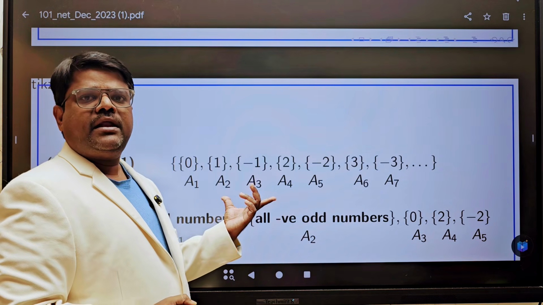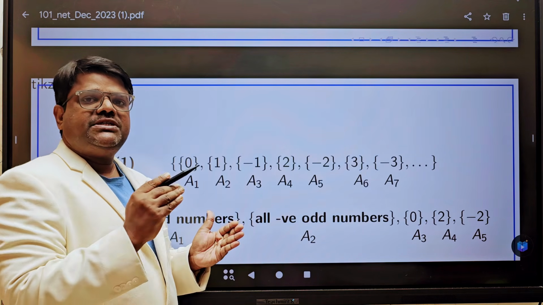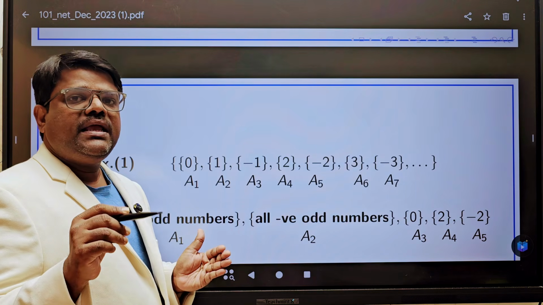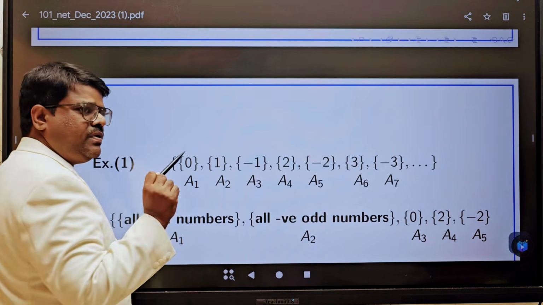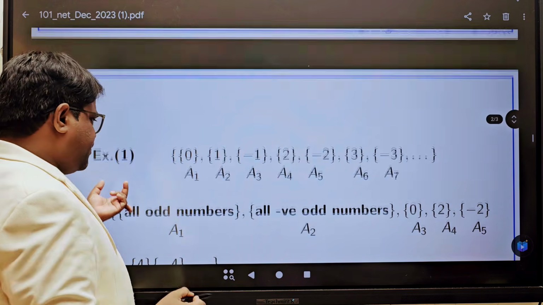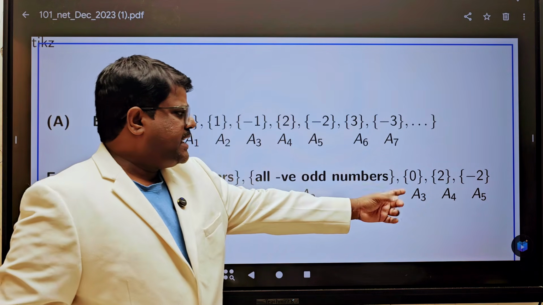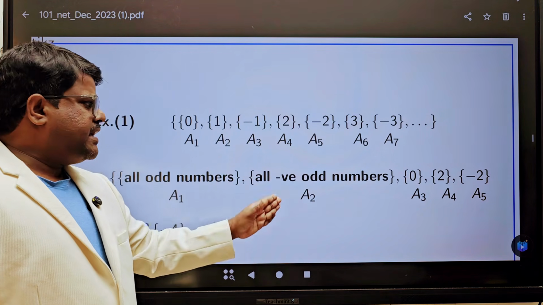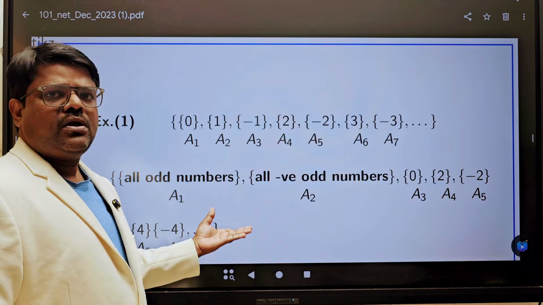The condition holds here because they have given some condition: An intersection Am equals 5 for all n not equal to m. Meaning if you take A1 intersection A2, you will get 5 because there is no common element. Similarly, you take A1, A3, any subsets you take, you will get the intersection 5. The condition holds good here also.